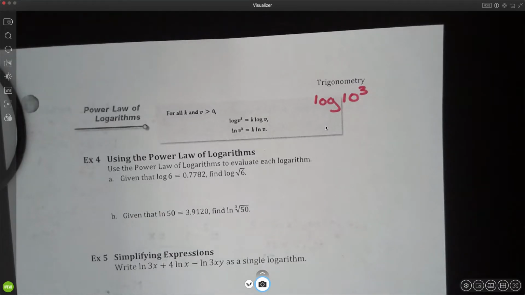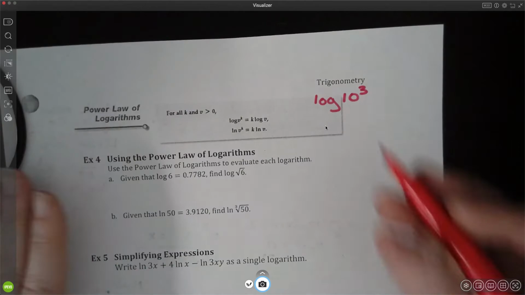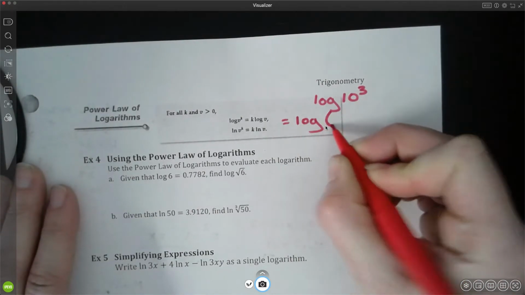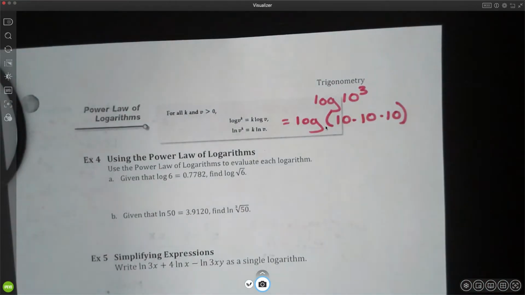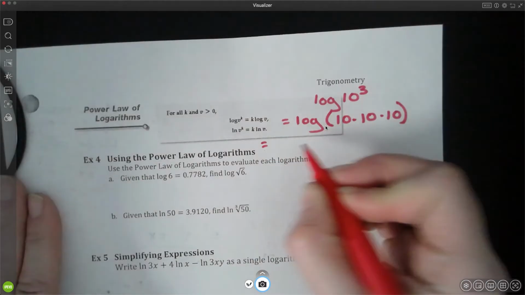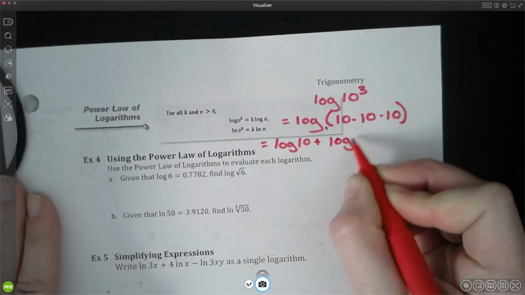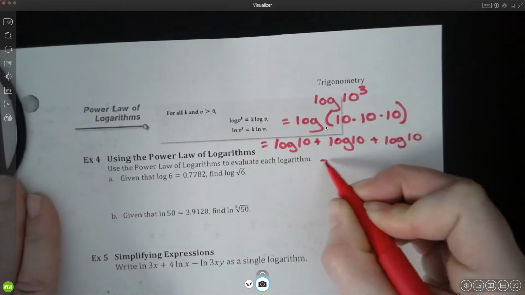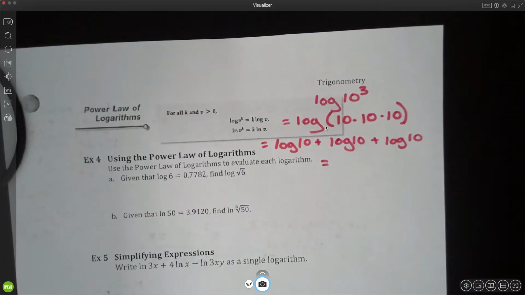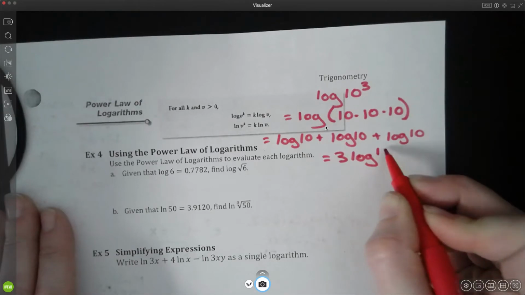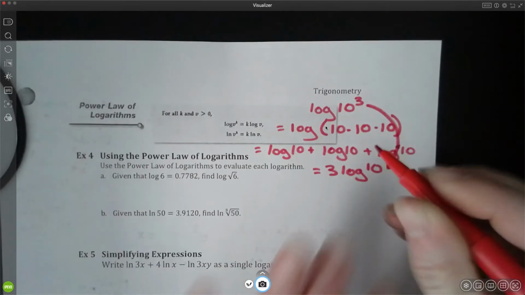Log of 10 to the third power. Here's what this means. Log of 10 to the third power is equal to 10 times 10 times 10, right? That's what 10 to the third power means. But multiply means add. So really, if I separate these out, this is log 10 plus log 10 plus log 10. And how many log 10s do I have? This is 3 log 10s. Therefore, we know that we can go straight from here to here. Okay, that illustrates it.